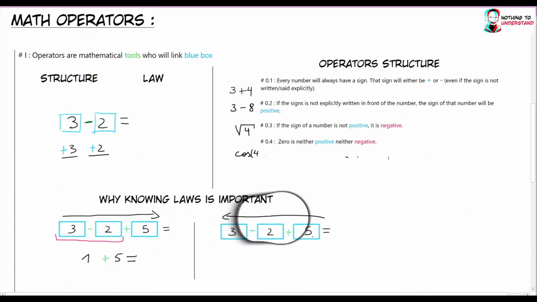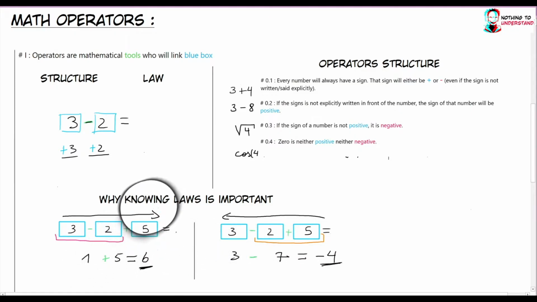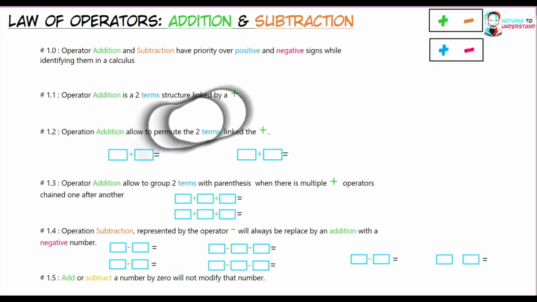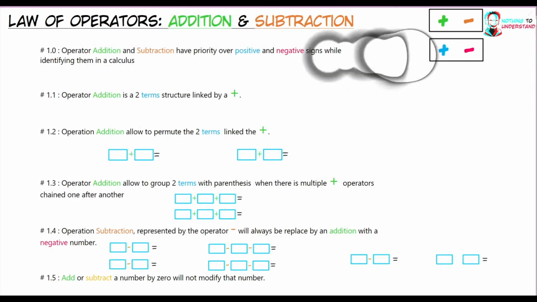Here, I will do first the addition. So I will do 2 plus 5, which is equal to 7. And I will write down what I didn't use, so the minus and the 3. Now if we finish the calcul, 1 plus 5 equals 6, 3 minus 7 equals minus 4. So you see, we have different answers for the same calcul. Which one is the correct one? To answer that question, we'll have to learn the law of the addition and the subtraction operator.